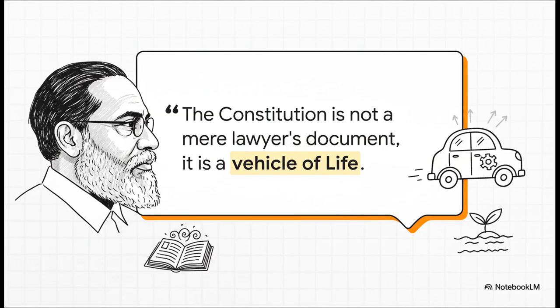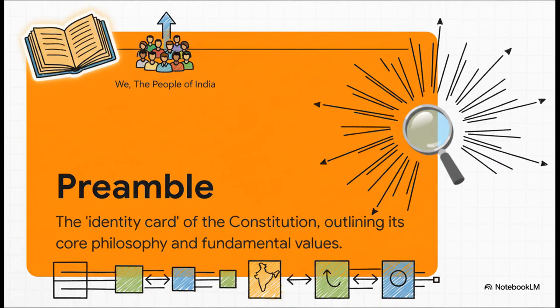He made sure this document was way more than just a dry set of laws. You can hear it in his words right here. He saw it as a living guide for the nation, a vehicle for social and economic progress. And that vision, it's captured perfectly on the very first page, the preamble. You can think of it as the mission statement for the entire country, or like its identity card. It establishes right away that the ultimate authority comes from we, the people of India, and it lays out the core values that define the nation itself.